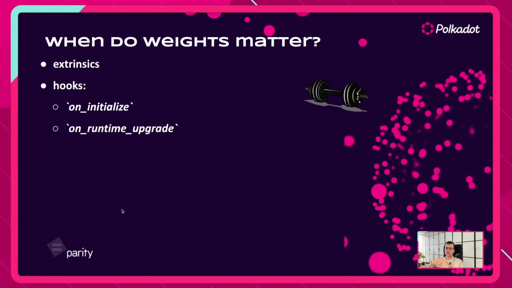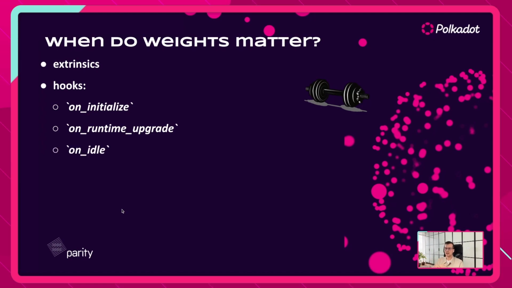Also, we have the on runtime upgrade hook. That hook is triggered when we have a runtime upgrade. And for that hook, we also need to tell Substrate how much weight will be used.